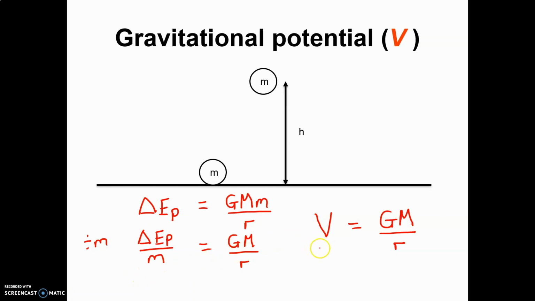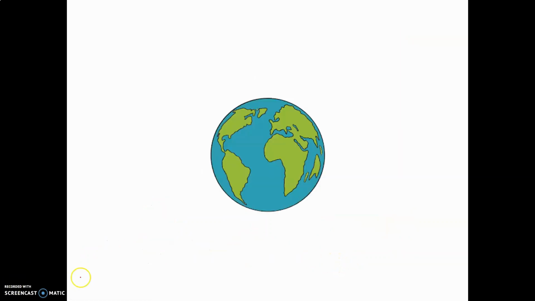So it's the gravitational potential energy per unit mass. Now it actually has a negative value, and in the next part of the video we're going to look at why gravitational potential has a negative value. So why does gravitational potential have a negative value?